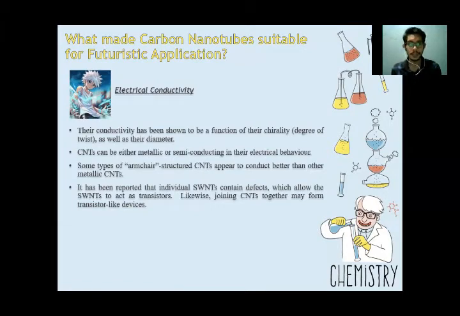It has been reported that individual single wall nanotubes contain defects which allow the structure to act as a transistor. Likewise, joining carbon nanotubes together may form transistor-like devices.